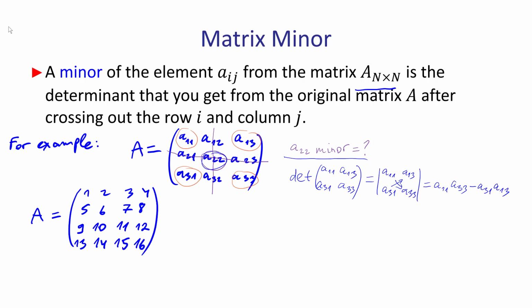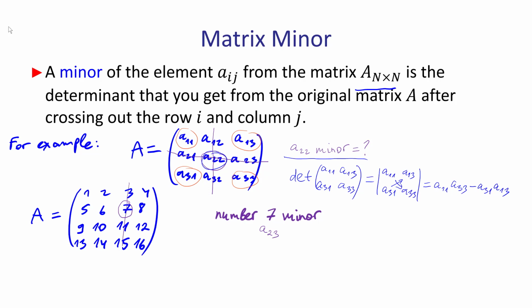Those are the elements of the matrix, just numbers from 1 to 16. Now, you are interested in the number 7 minor from that matrix. So pay attention, number 7 is here, which means this is element basically A23. You are looking for the A23 minor of the matrix A.